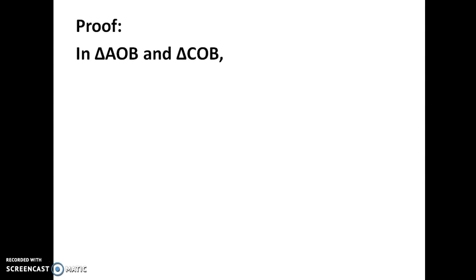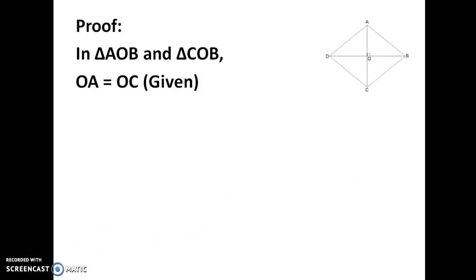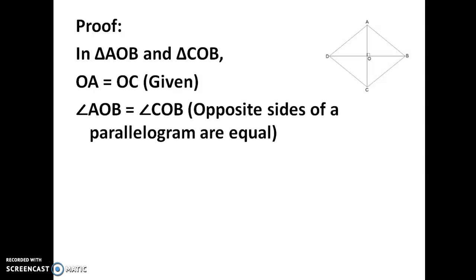So prove in triangle AOB and triangle COB. OA equal to OC, that is given. Then angle AOB equal to angle COB. Opposite sides of the parallelogram are equal. Whether it is a rhombus or a normal parallelogram, the opposite sides are equal. That's why we say that it's equal. Then OB equal to OB. That's common. So for these two triangles, OB is common, so that is also equal.